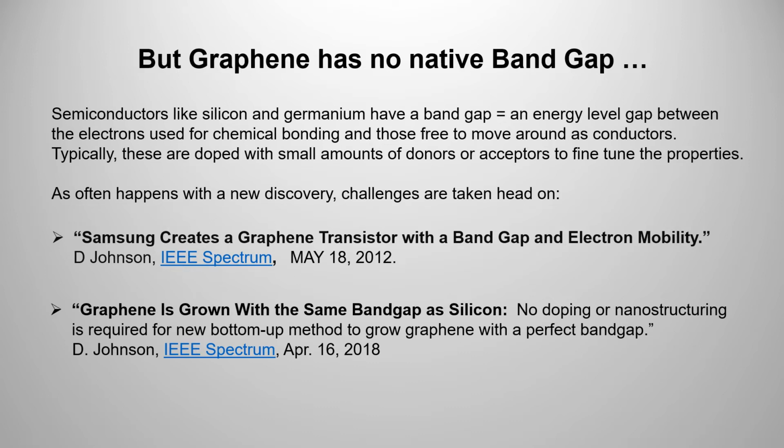We'll make one. You see a couple of companies announcing graphene with a band gap and good electron mobility here. No doping or nanostructuring is required. A new bottom-up approach to grow graphene makes a perfect band gap. So where there's a will, there's a way.